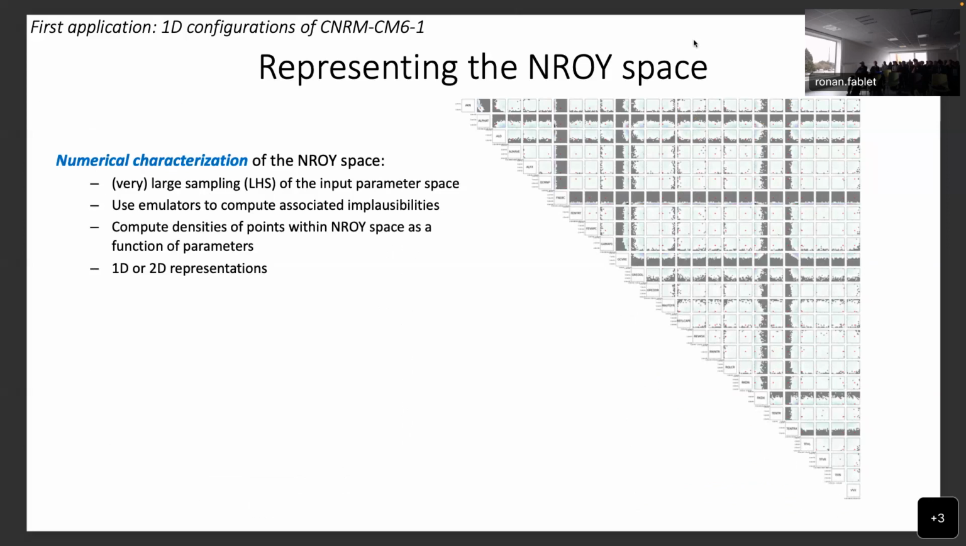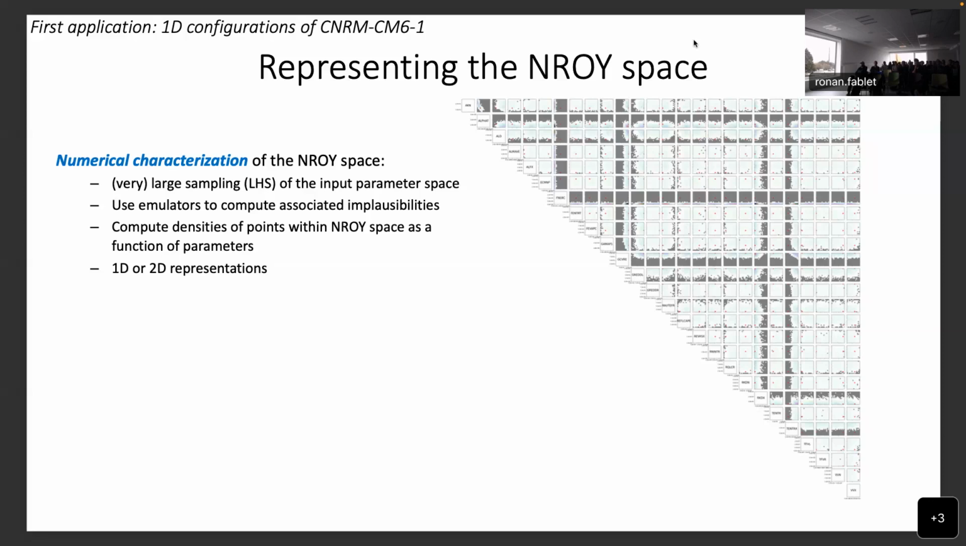So it's difficult to imagine how this space looks like, and we have no equation to document it, so we have to characterize it numerically. This is what is done here. I won't go into detail, but just to give you the kind of diagnostics we can produce to analyze it. So we do a very large sampling of the input space using a Latin hypercube sampling. We use the emulators to compute the associated implausibility, so it goes quite fast, at least compared to the model. And we compute the density of points within the error space as a function of the parameters.